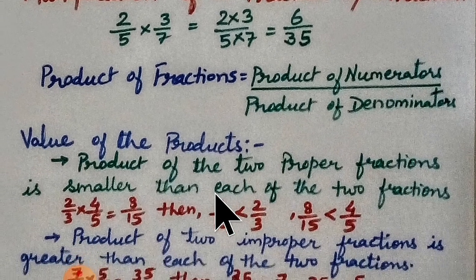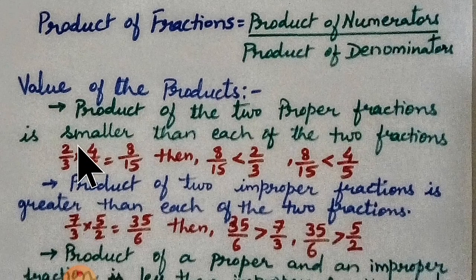Products of the two proper fractions is smaller than each of the two fractions. What are proper fractions? When numerator is smaller, denominator is bigger. So 2 upon 3 into 4 upon 5 equal to 8 upon 15. Then 8 upon 15 is less than 2 upon 3. Also 8 upon 15 is less than 4 upon 5.